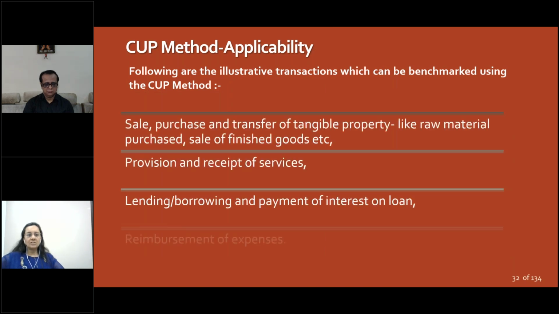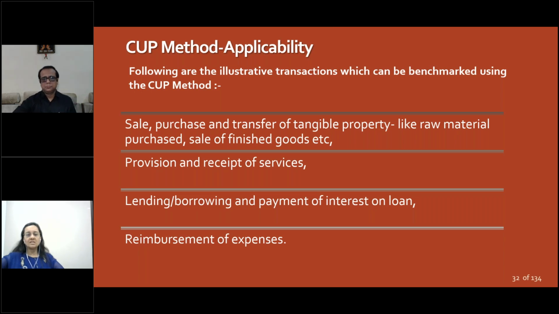Now, what are the transactions that the CUP method usually applies to? It applies to sale, purchase, and transfer of tangible property, like raw material purchase and sale of finished goods. Usually here, one would also add sale, purchase, and transfer of intangible property. I've seen it in lots of places where CUP can be applied to intangible property.